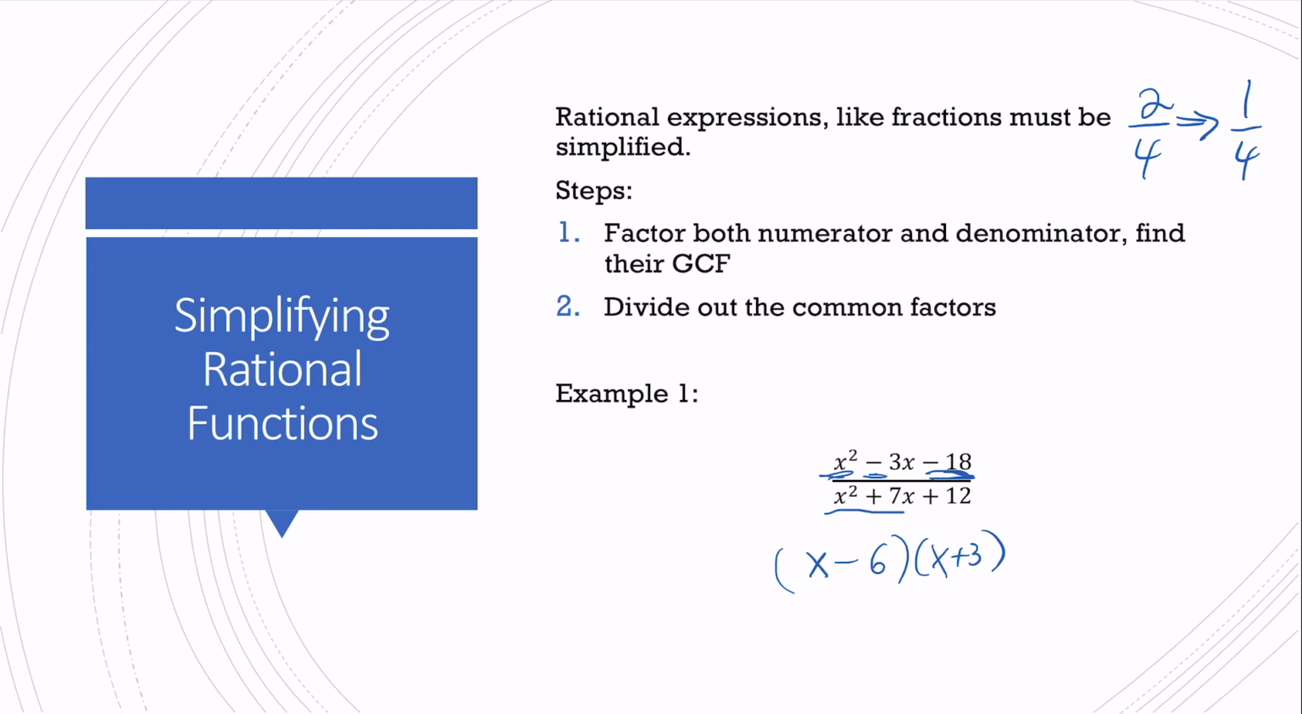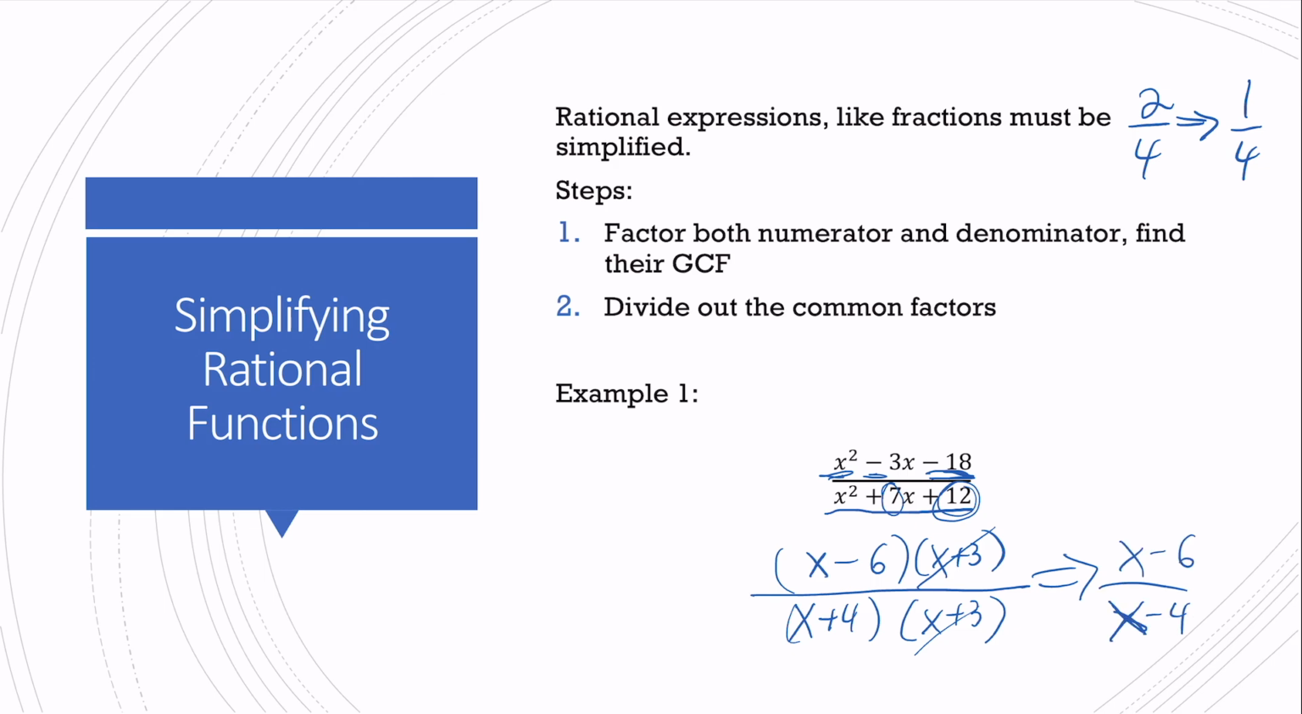Next, I have x squared plus 7x plus 12. What are the factors of 12 that add up to 7? How about 3 and 4? So I have x plus 4 over x plus 3. We can see the greatest common factor is x plus 3. We cancel those out, and we're left with x minus 6 over x plus 4. That's our final answer when we're simplifying these rational expressions.